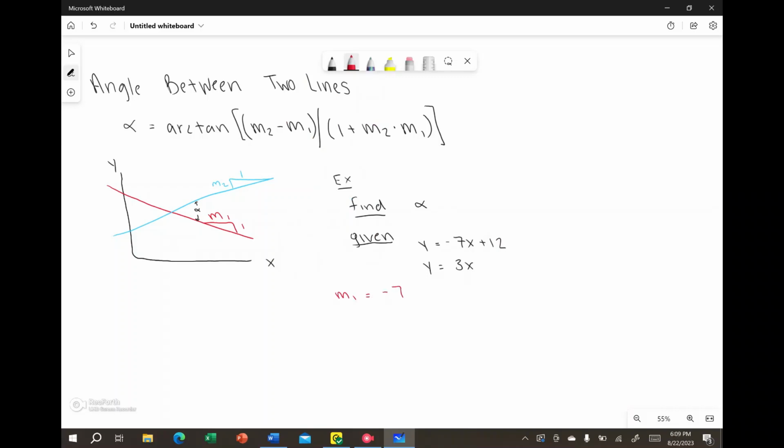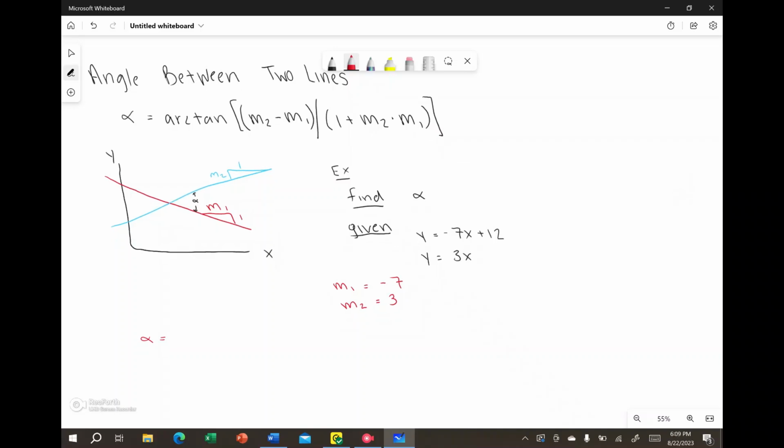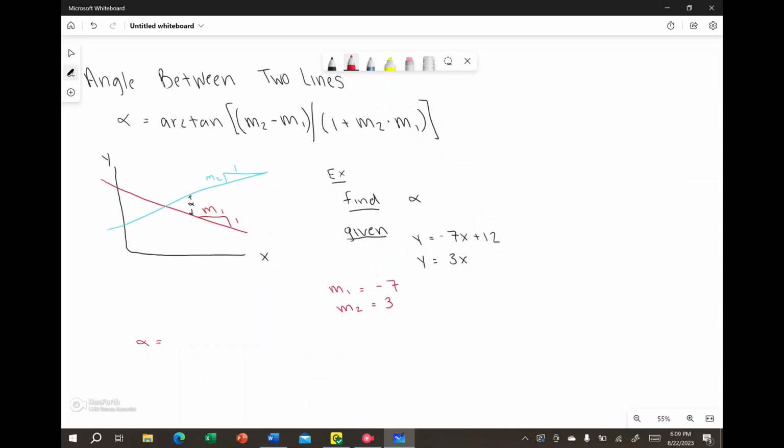I'm going to say slope 1 is negative 7 and slope 2 is the value of 3. Now, since we know what the slopes are, we can simply plug these values into the alpha formula I introduced earlier and calculate what this angle should be. So we do alpha equals arctan, and in square brackets, 3 minus negative 7, divided by 1 plus 3 times negative 7.